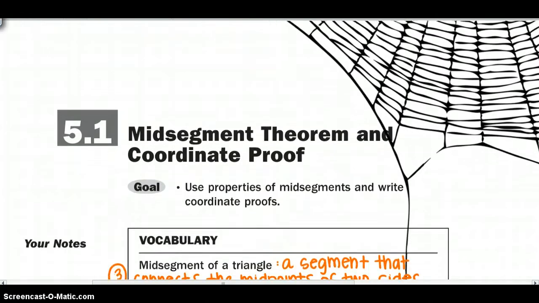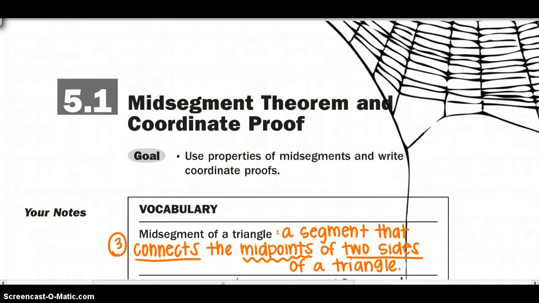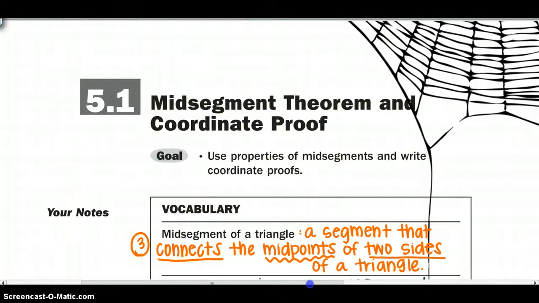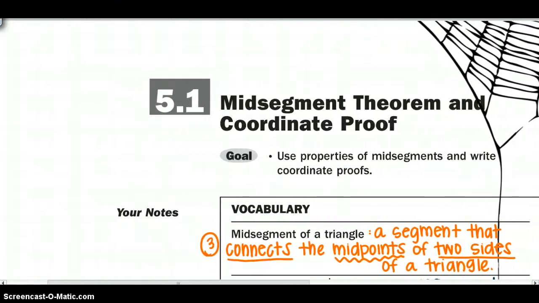So getting into our vocabulary, the first thing we need to make sure we know is what a midsegment is. The midsegment of a triangle is the segment that connects the midpoints of two sides of the triangle, and within one triangle we have three midsegments. So what do those words look like?